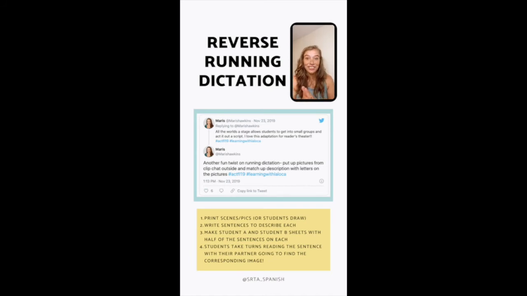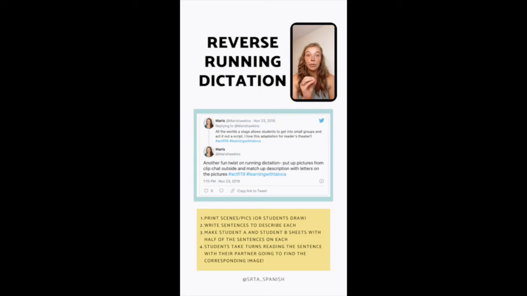Reverse running dictation, this feels silly to say, reverse, is you're flipping it. Instead of the sentences being hung up on the wall, you are going to create the sentences. So reverse running dictation is flipping running dictation. Here's what you do.